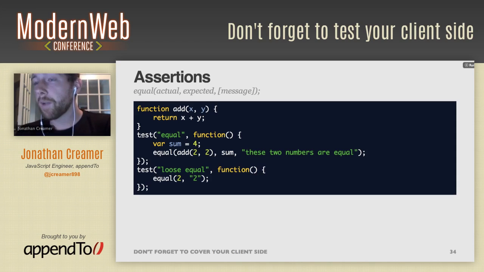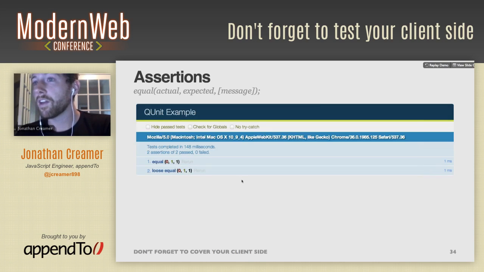So here you just pass the test, give the test a name and a function, and then you just start testing things. Here I'm just going to test an add function. Really simple, but I expect that adding 2 plus 2 should equal 4, and these two numbers should be equal, I hope. So if I run this, okay, good, they are, 2 plus 2 does equal 4. All right, so we're good there.